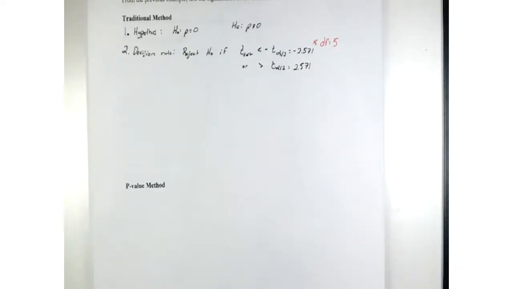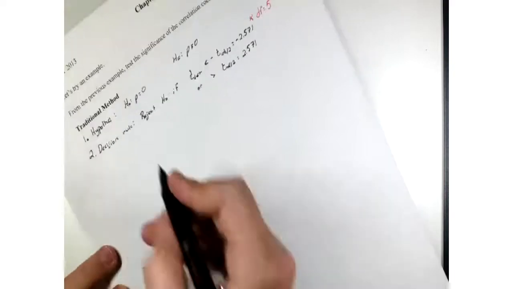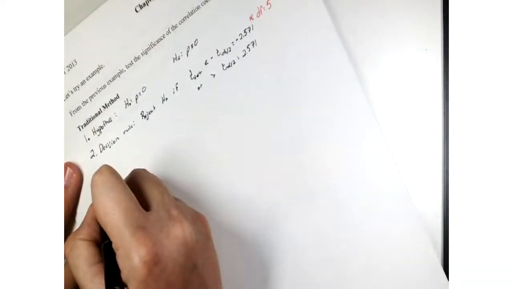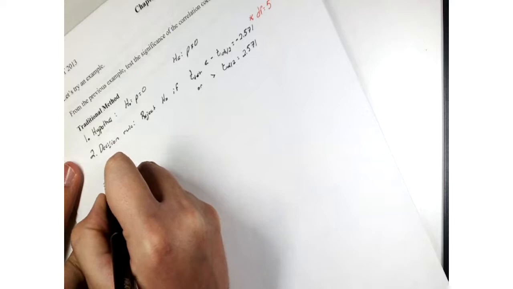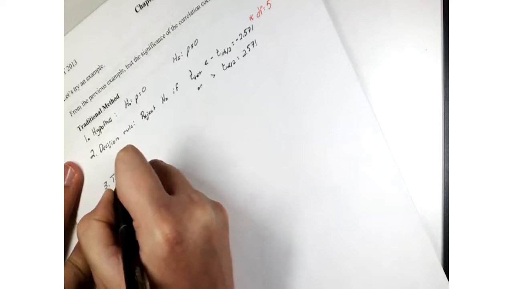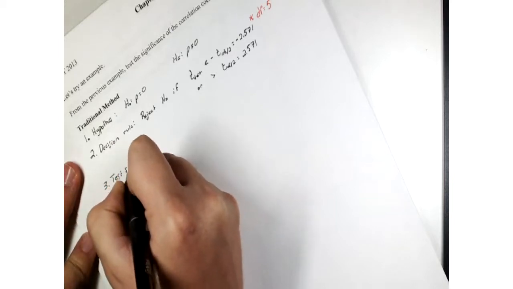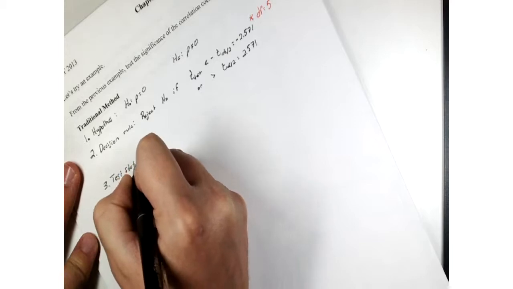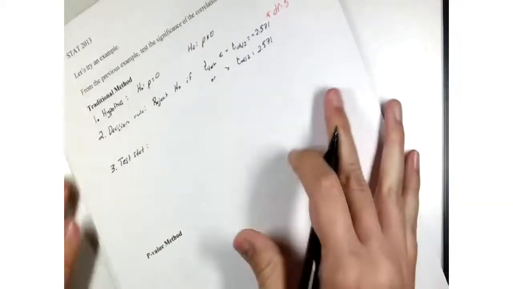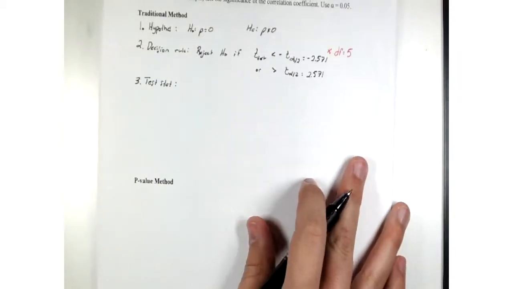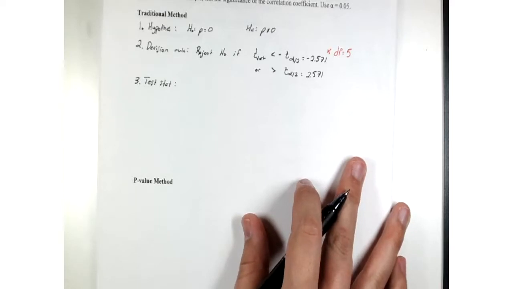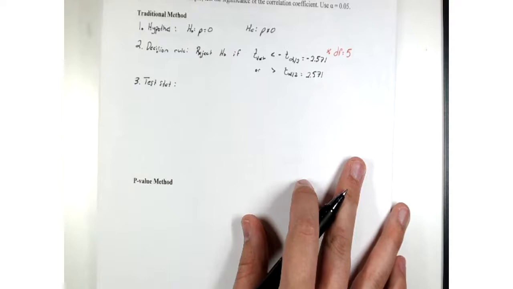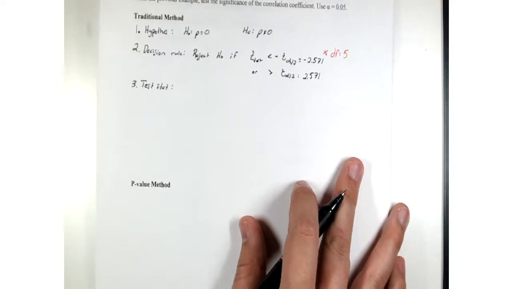The next thing we want to do is compute the test statistic. On your final exam, if I have one of these, it'll be set up just like this. But it'll be multiple choice, so you get to pick which one you think it is. So it'll be a little bit easier.